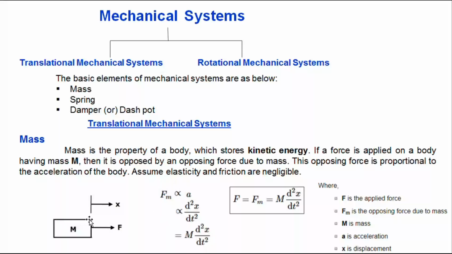The mass element is generally represented as a simple block with the letter m. Here F is the applied force, x is the displacement. According to Newton's second law, the applied force F is equal to the opposite force Fm, that is equal to m into d square x divided by dt square. This formula is very important.